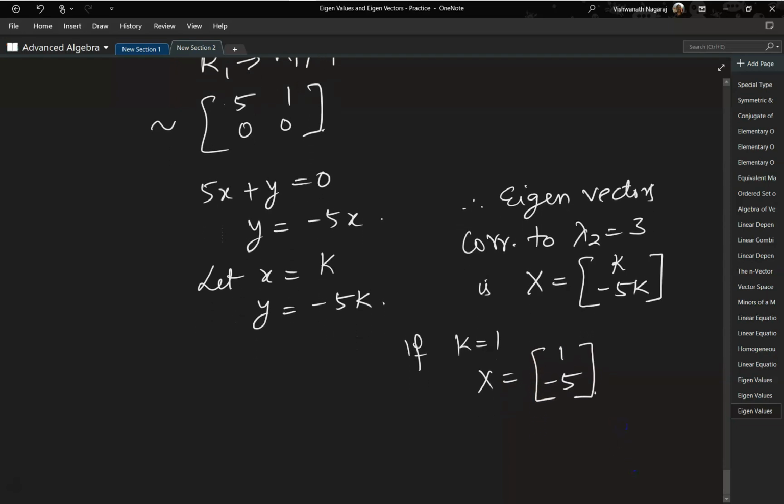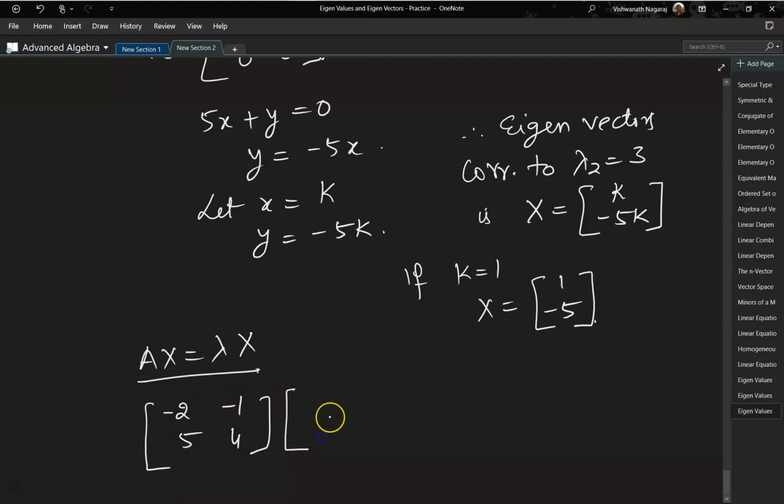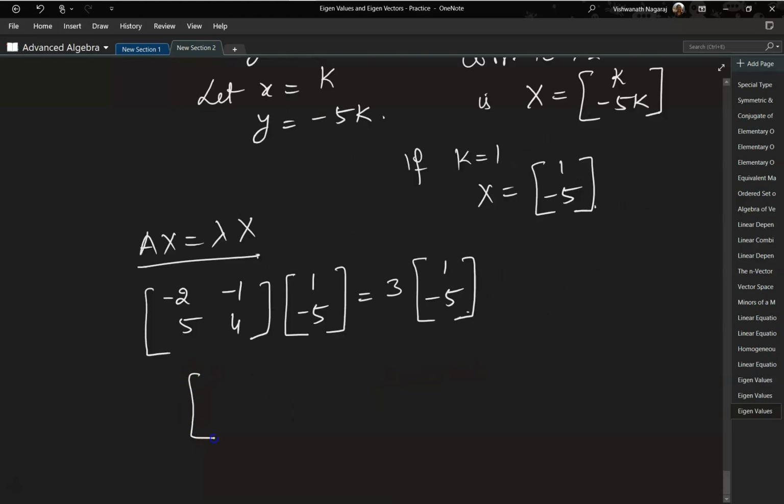It is pretty straightforward to verify whether this is correct or not. Just substitute in the equation A x equal to lambda x. Okay, so let's do that. Minus 2, minus 1, 5, 4, and x is 1, minus 5, is equal to lambda, lambda is 3, times 1, minus 5. So let's do this. Minus 2 times 1 is minus 2, plus 5. Then 5 minus 20 is equal to 3, minus 15.